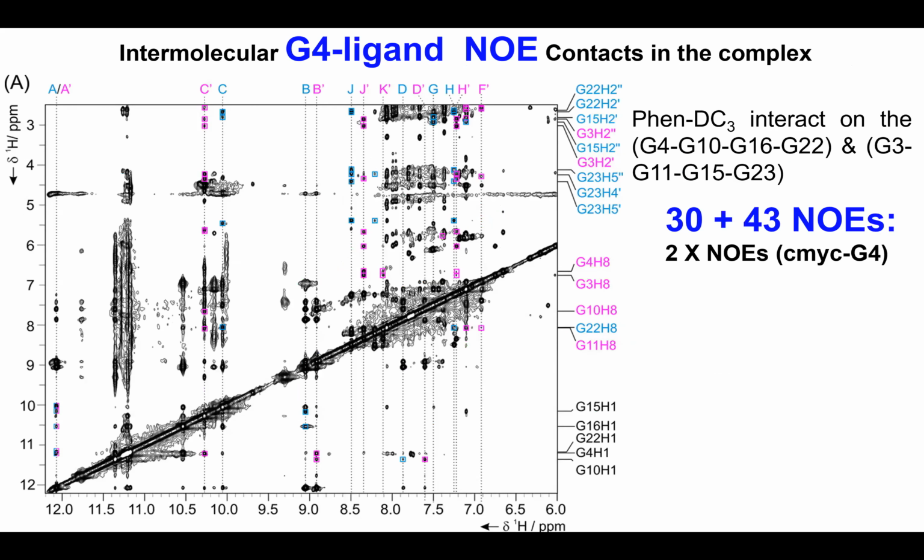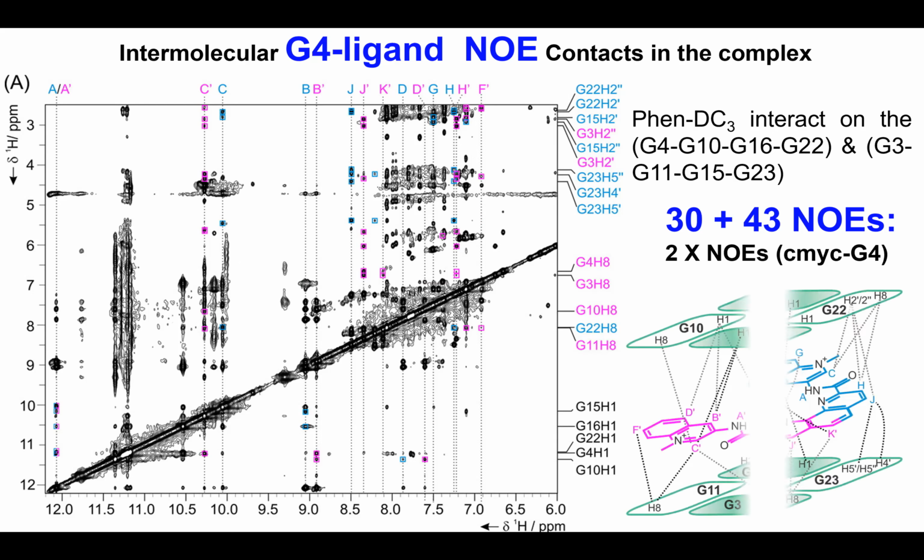Then we tried to find the intermolecular NOEs. These are very important, as we all know, for the determination of the structures of the complex. We found around 73 intermolecular NOEs between the quadruplex and the ligand. And this is almost 2 times the number of NOEs observed a few years before for the similar G-quadruplex ligand complex. If we see it schematically, the ligand is intercalated in between the 2 quartets, giving all the NOE contacts mainly with the guanine residues of the quartet.